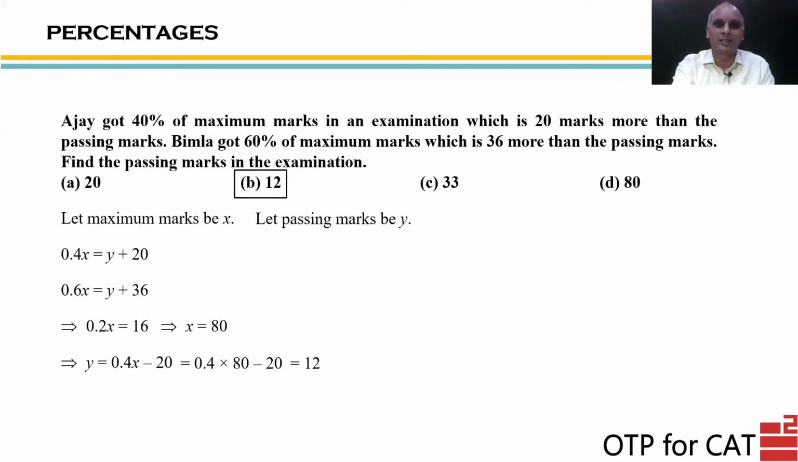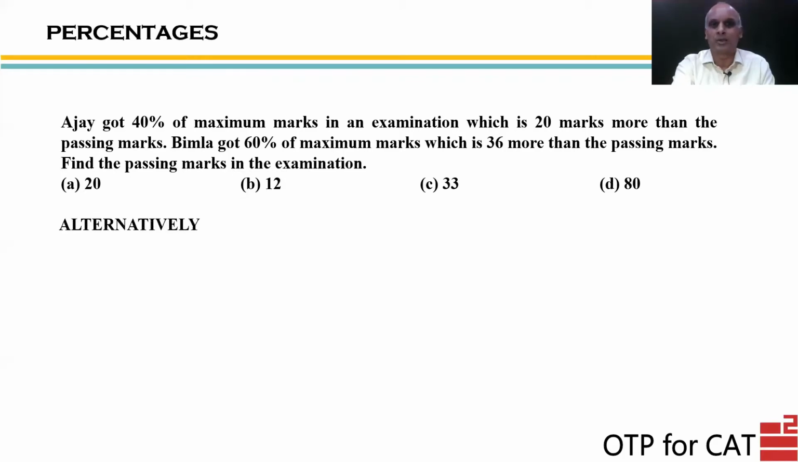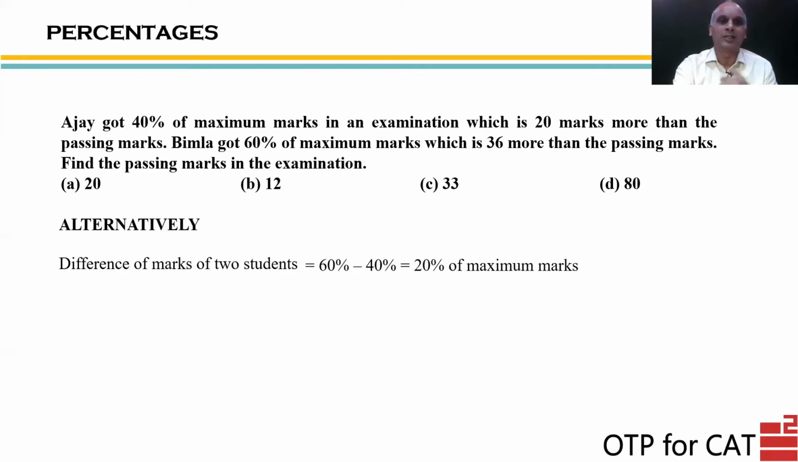But yes, this is a conventional approach. We also have an alternative approach of solving the same question in which we deal directly with percentages without having to form such kind of equations. So what is that method? Difference in the percentage marks of two students. Now we know that Ajay has got 40% marks and Bimla has got 60% marks. Difference of that is 60% minus 40%. That's 20% of maximum marks.